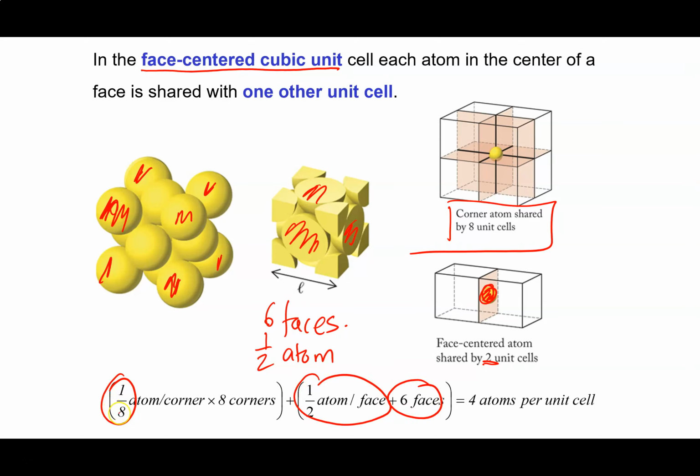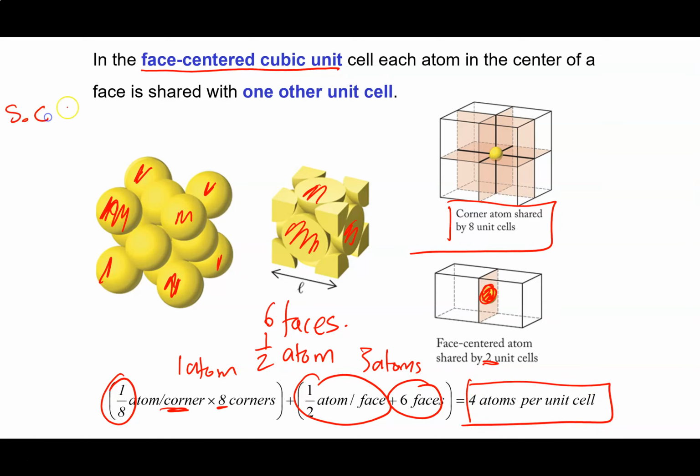So for the corner atoms, you get 1/8 of an atom per atom that's at a corner, and you've got 8 corners, that gives me 1 atom. And then you get half of an atom for an atom that's centered in the middle of a face, and you've got 6 faces, that gives me another 3 atoms. You add those together, you get 4 atoms per unit cell.